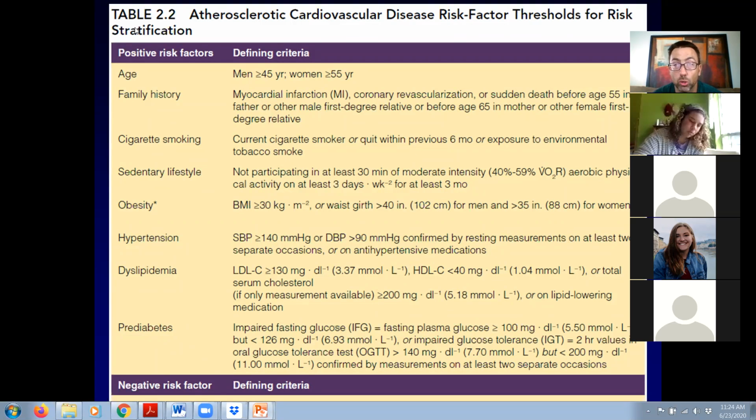Do you have a first-degree blood relative who was a male that had a heart attack or some sort of what we call coronary revascularization, which could be a bypass surgery, the placing of a stent, something of that nature, or sudden death? So do you have a male first-degree relative that had any of these things before the age of 55?